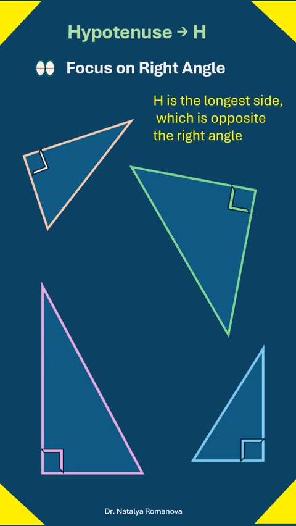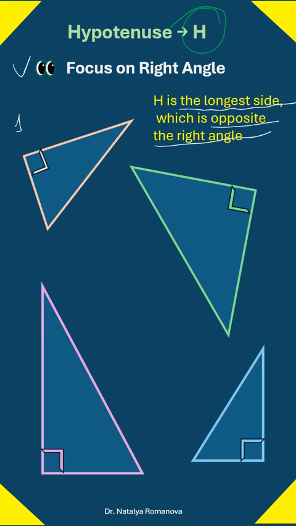A right triangle has three important sides: the hypotenuse, the opposite, and the adjacent sides. Sine, cosine, and tangent are just ratios of these sides. I will use the letter H to represent the hypotenuse. To find the hypotenuse, focus on the right angle. The hypotenuse is the longest side, which is opposite the right angle.